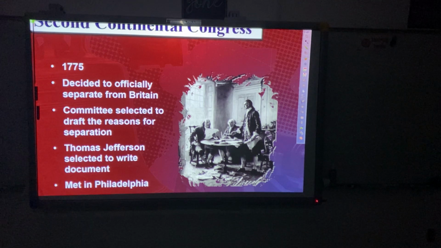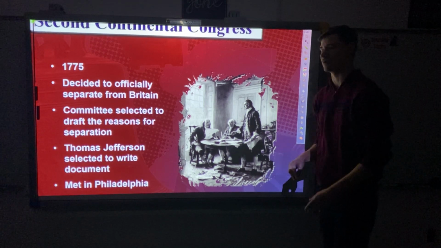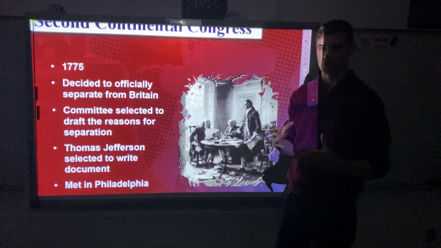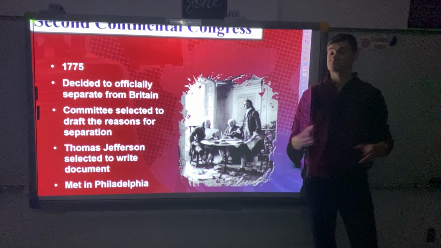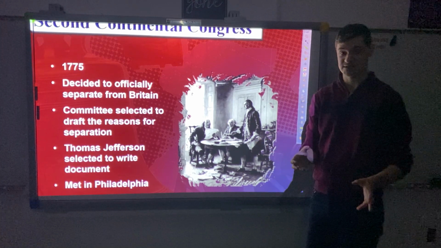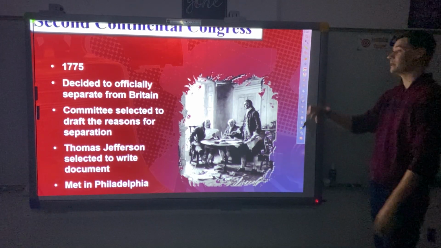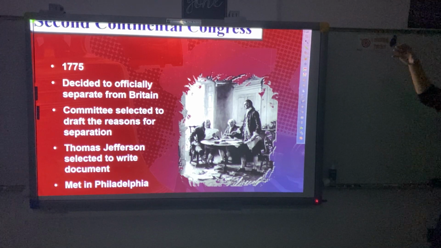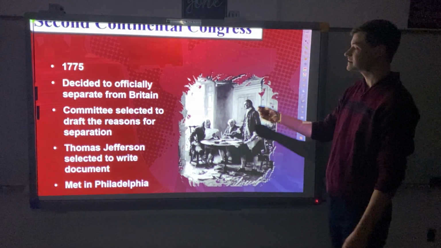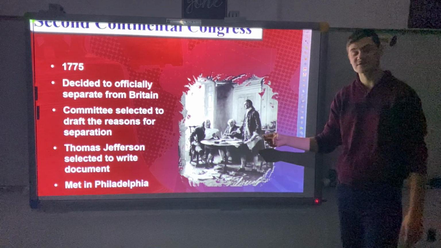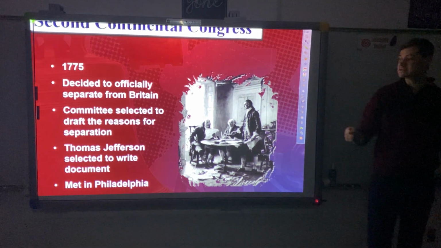So 1775, that's when the Second Continental Congress is going to take place. They decided to officially separate from Britain. So it's a different tone than the First Continental Congress. In the First Continental Congress, they said, we're still loyal. We just want you to fix these things. King George says no. Fights start happening. And now Second Continental Congress, they say, we're officially deciding to separate. So they select a committee to draft the reasons for their separation. That's going to be their grievances.